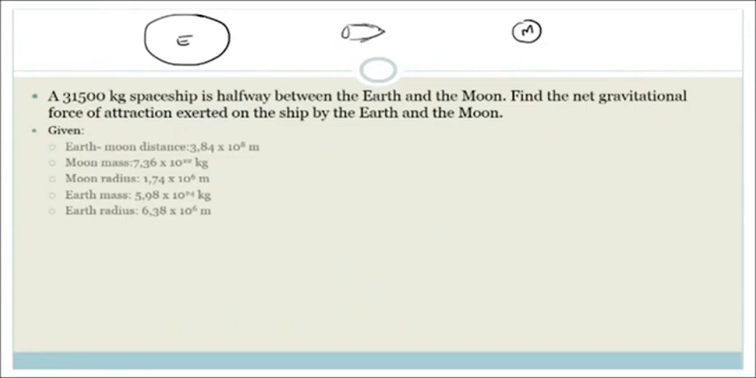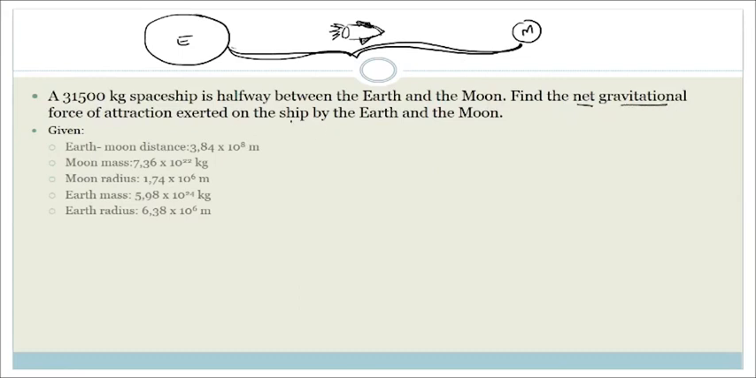So let's make it look a little bit like a bullet and then put wings on it and give it some gas. Okay, and it's exactly halfway between the Earth and the moon. It says find the net gravitational force of attraction exerted on the ship by the Earth and the moon.